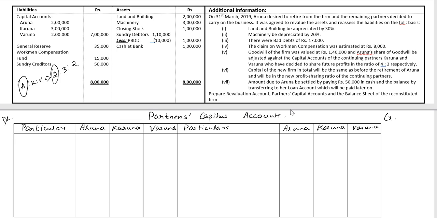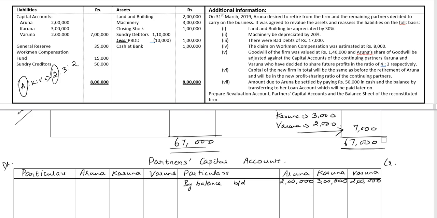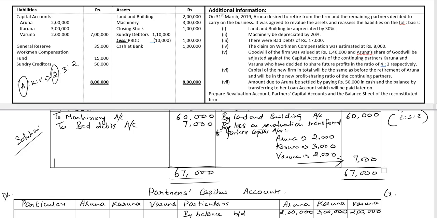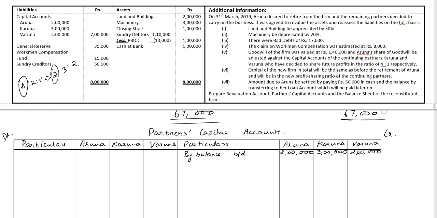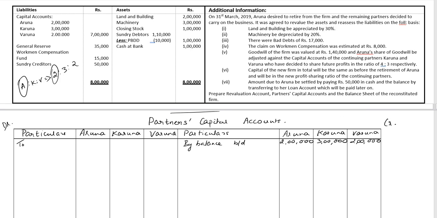We'll begin by bringing down the balance of the capital accounts. By balance brought down, 2 lakh rupees in the case of Aruna, 3 lakh rupees in the case of Karuna and 2 lakh rupees in the case of Varuna. As per the revaluation account, there's a loss 2,000, 3,000 and 2,000. To revaluation account, ₹2,000, 3,000 rupees and 2,000 rupees.